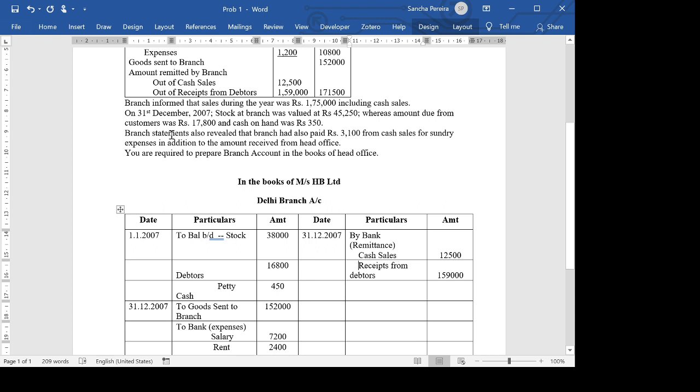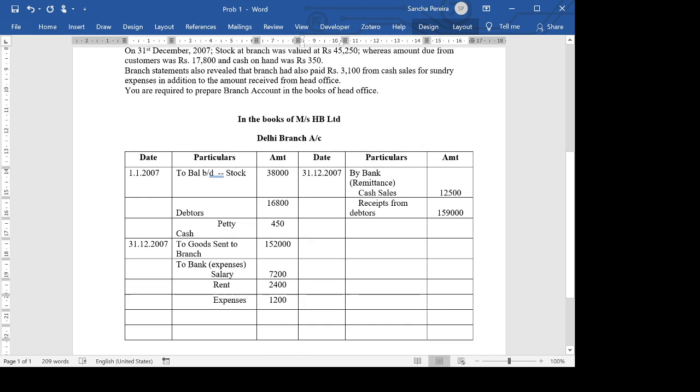Is that clear? Similarly, this is the closing balances. So on 31st December, I don't know whether there's a profit or loss. The closing balances should always be the last item, so I'm going to leave a line. There could be a profit or there could be a loss. I don't know what it is. So I'm going to leave a line here and write the closing balances on 31st December 2007 by balance carried down.